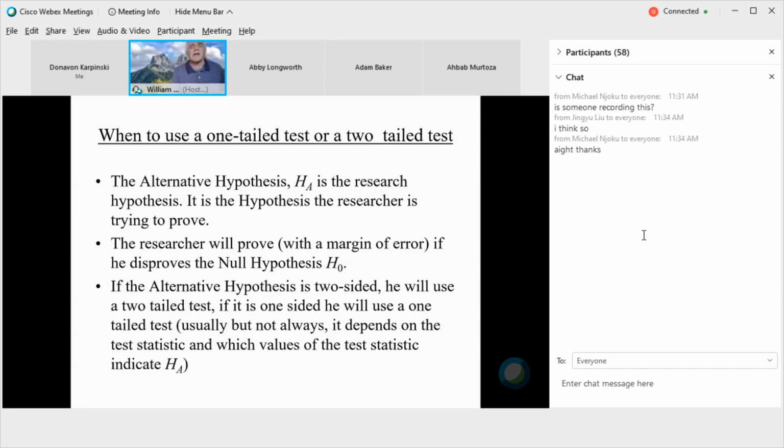This is not always the case because there are some test statistics in which it depends on the test statistic and which values of the test statistic indicate HA.